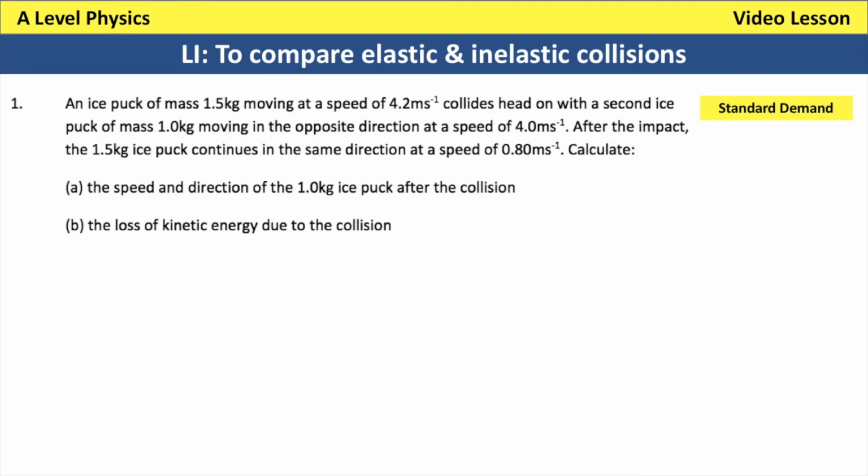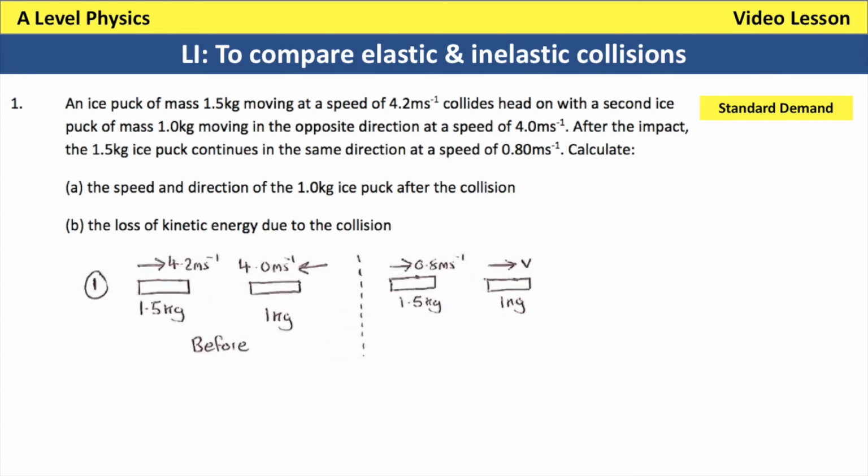An ice puck of mass 1.5 kilograms moving at a speed of 4.2 meters per second collides head-on with a second ice puck of mass 1 kilogram that is moving in the opposite direction at a speed of 4 meters per second. After the impact, the 1.5 kilogram ice puck continues in the same direction at a speed of 0.8 meters per second. I've sketched that out for you there as I have read it, because obviously we want to make sure that we've got all of the signs correct and we don't get anything muddled up.